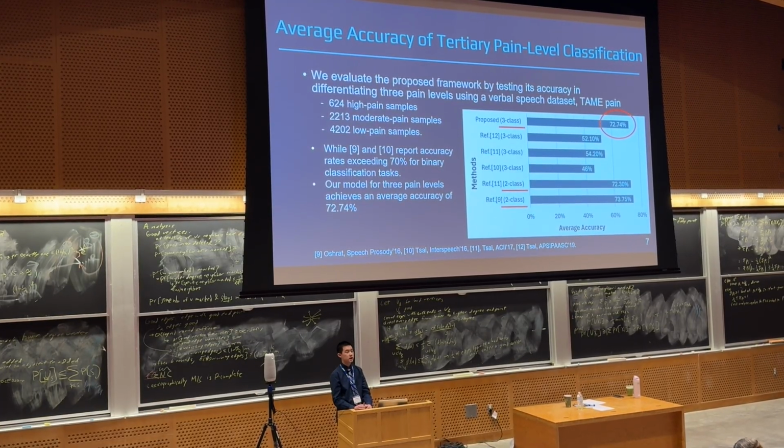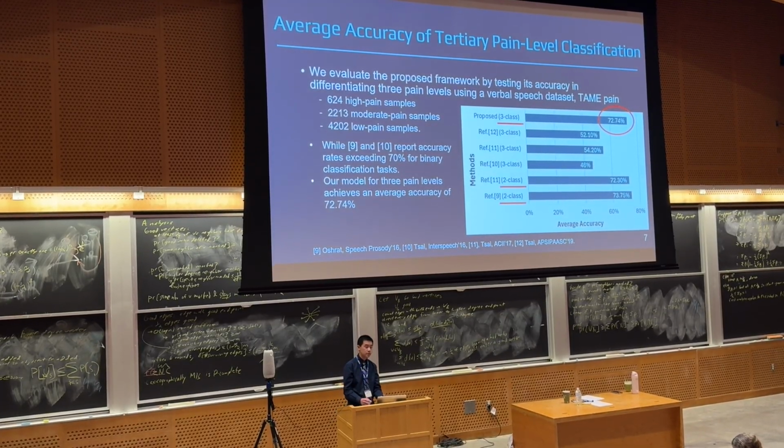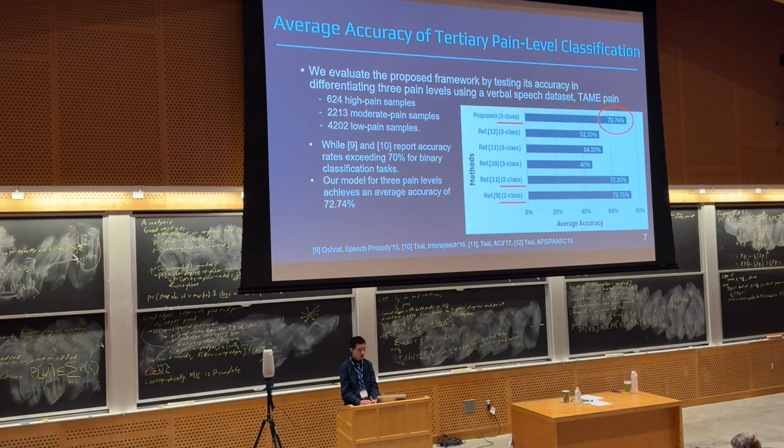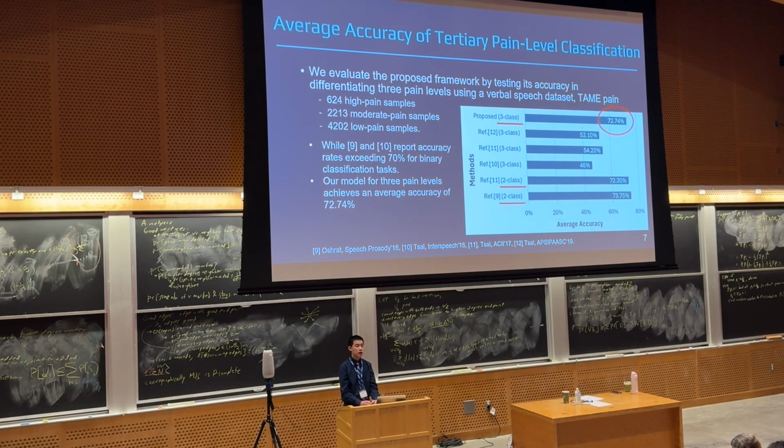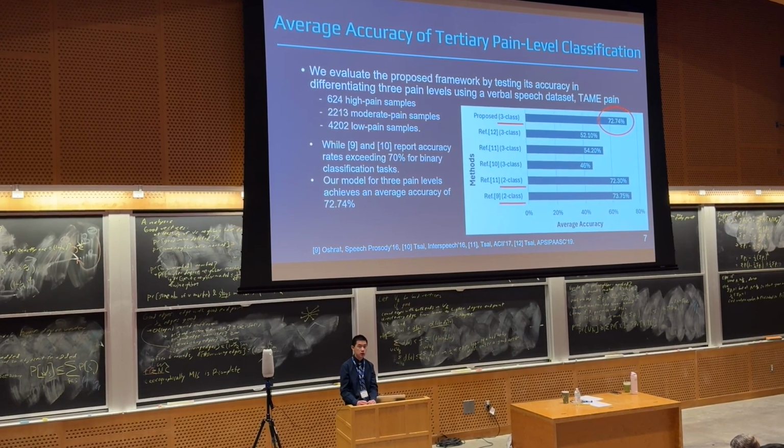Also, for our pain data set, there was a wide range of different pain levels that we classified into 3 types: high, moderate, and low. We had an abundance of low pain data samples, which I'll explain the significance of later.